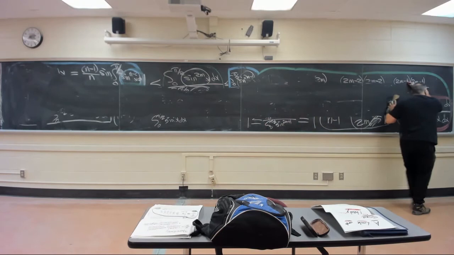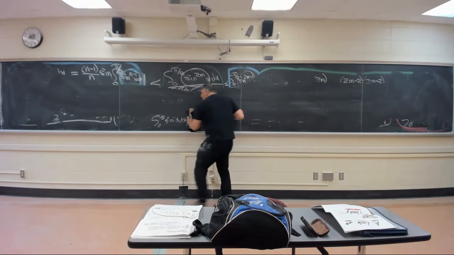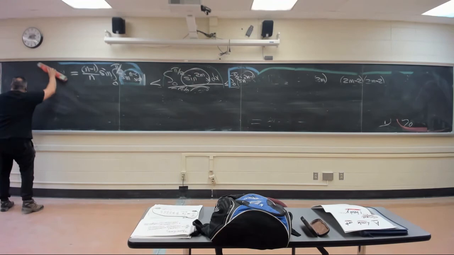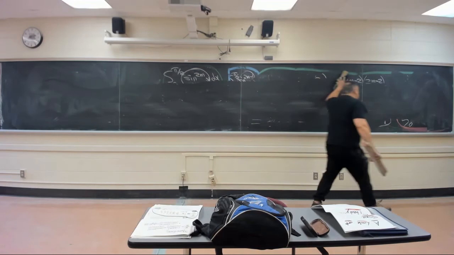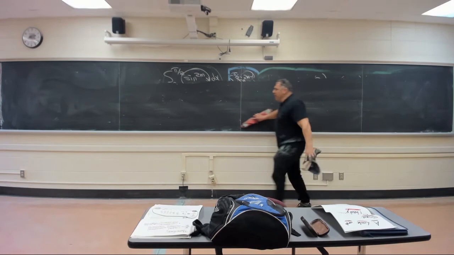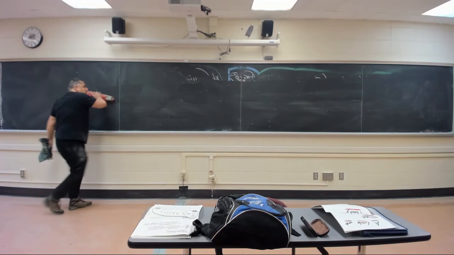If N is equal to 2M plus 1, 2 times M, then 2M plus 1 is the N, and then the N minus 1 will be 2M plus 1 minus 1. So N is 2M plus 1, and N minus 1 is 2M. So it's 2M plus 1 divided by 2M. 2M plus 1 divided by 2M is 1.